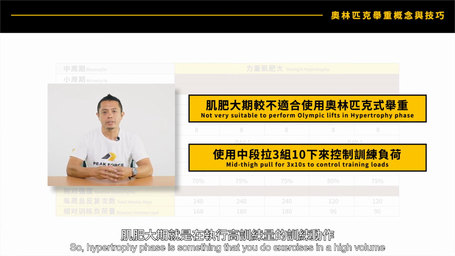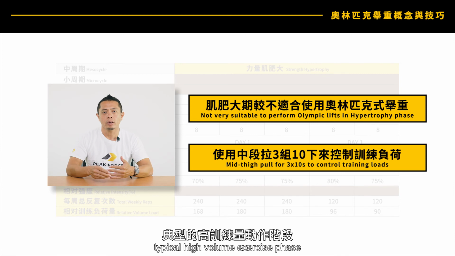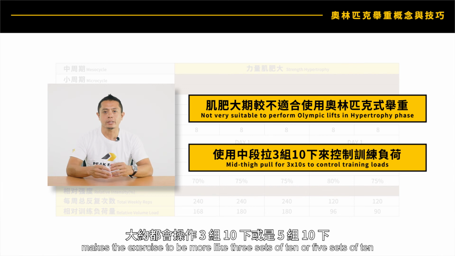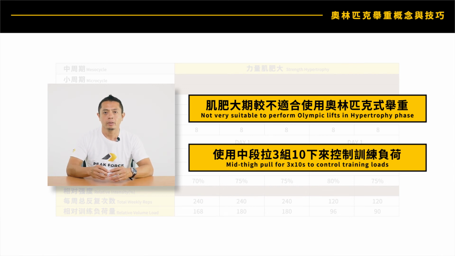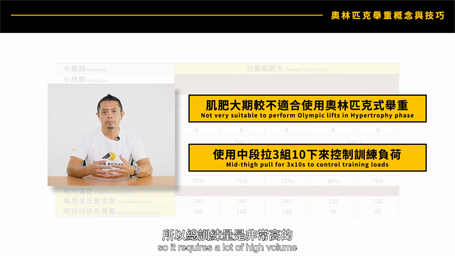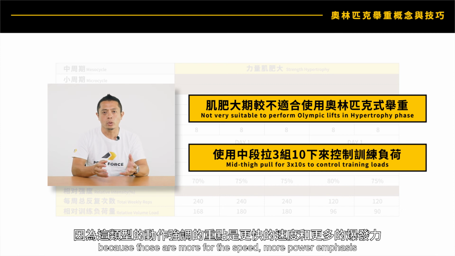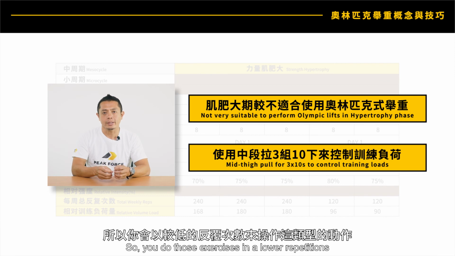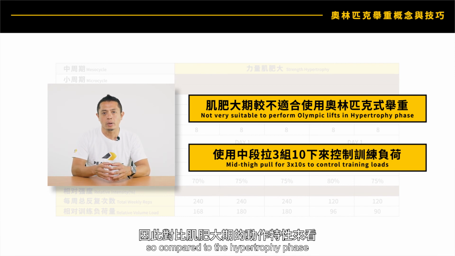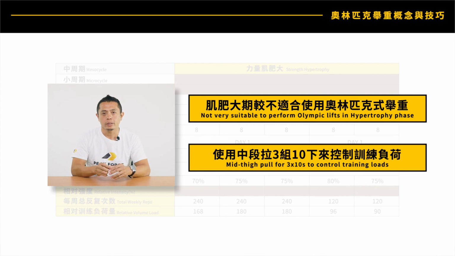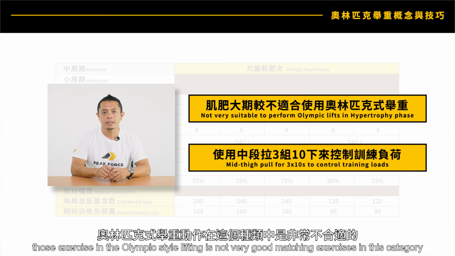The hypertrophy phase is where you do exercises in high volume. For example, a typical high volume phase makes the exercise more like 3 sets of 10 or 5 sets of 10. It requires a lot of volume, but Olympic style lifting is not very suitable for this kind of phase, because those are more for speed and power emphasis. So you do those exercises in lower repetitions. Compared to the hypertrophy phase, Olympic style lifting exercises are not very good matching exercises in this category.